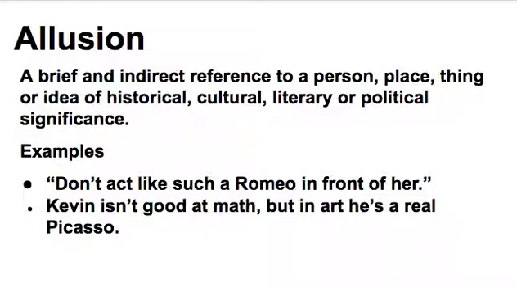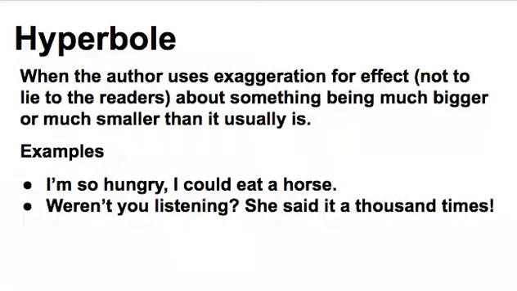An allusion. A good way to remember allusion is just the word reference. An allusion is a reference. So it's a brief and indirect reference to a person, place, thing, or idea of historical, cultural, literary, or political significance. So in our examples here, we have, don't act like such a Romeo in front of her. This is maybe not super usable, but the idea is that somebody's being flirty. Romeo is known for a play that's entirely about love, and so somebody's being flirty. Kevin isn't good at math, but in art, he's a real Picasso, right? It's emphasizing that Kevin knows his stuff about art, and so through a reference, it explains something else. So yeah, allusions are references.